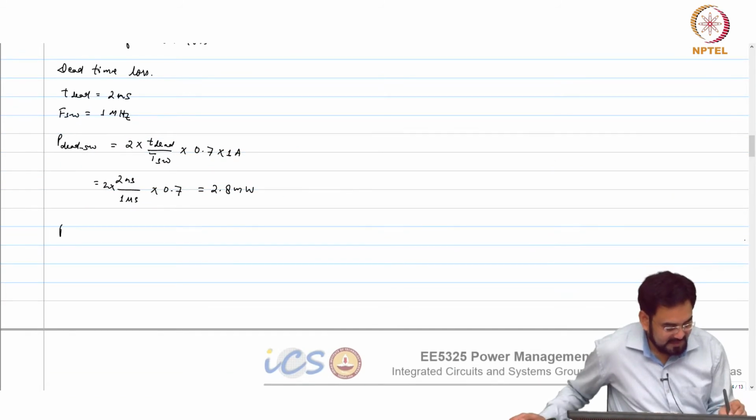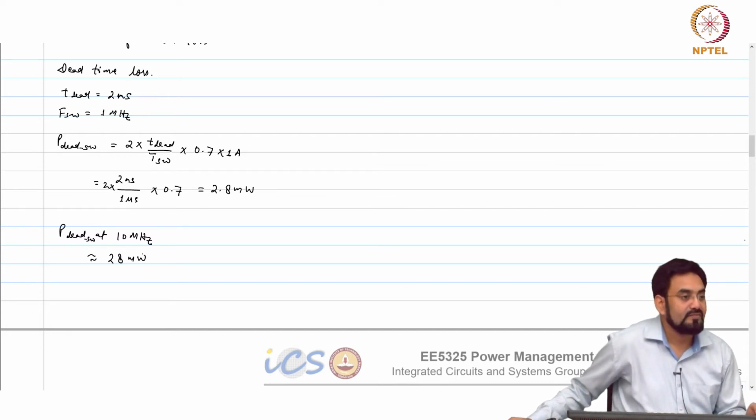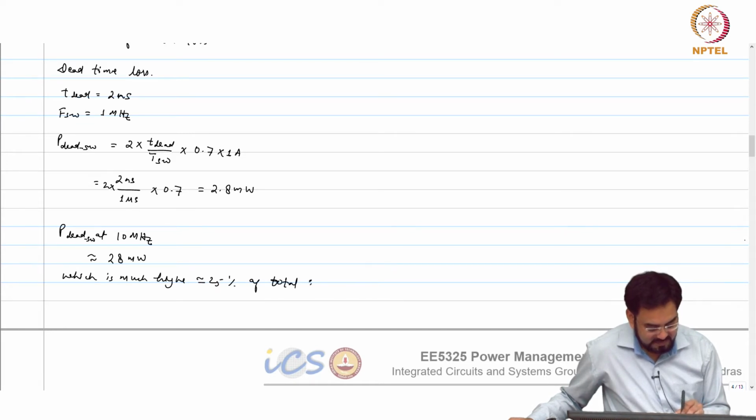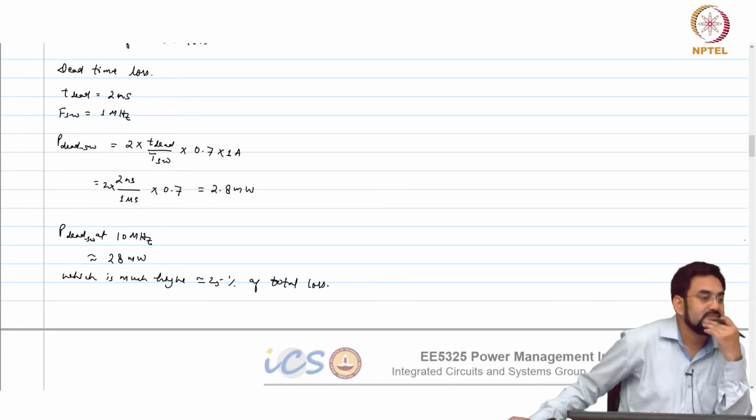Okay. So, P dead at 10 megahertz will be 28 milliwatt, okay, which is much higher, approximately 25% of total loss.